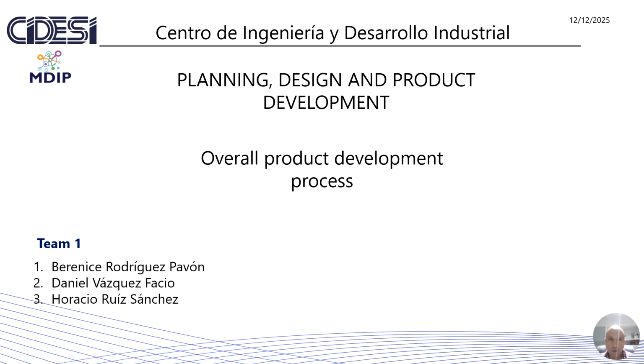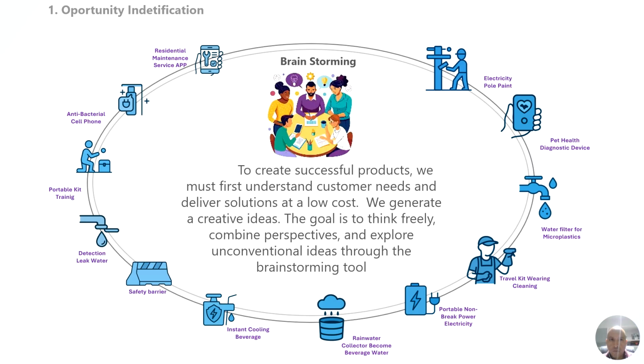In this project, we will provide a summary of the major steps in our product development process. Team 1. Following the methodology of PDP, where the first step is identifying opportunities, creating a successful product begins with understanding customer needs and delivering solutions at a low cost. And here's where brainstorming becomes essential.